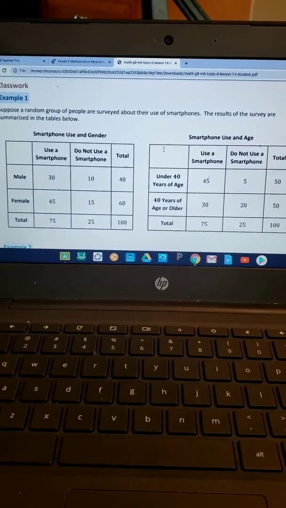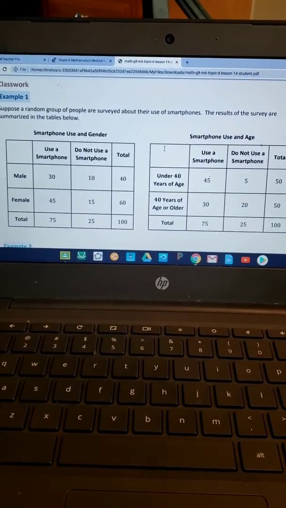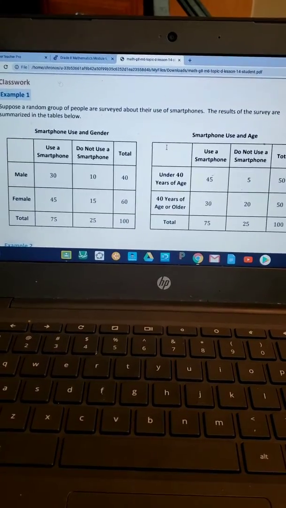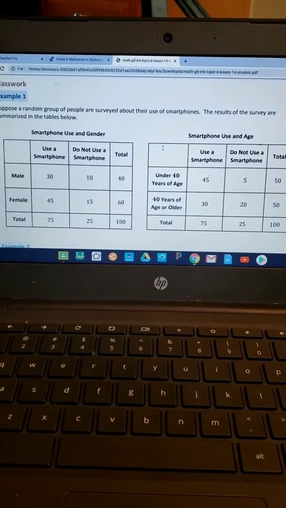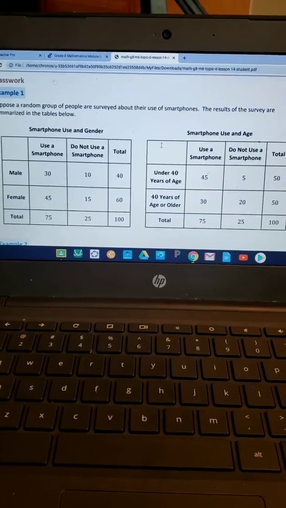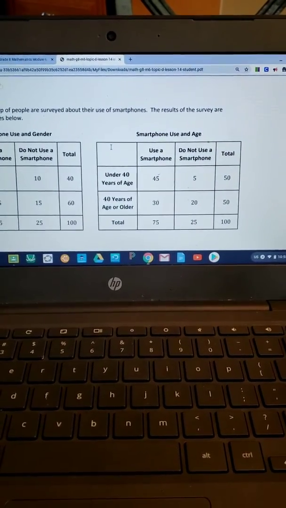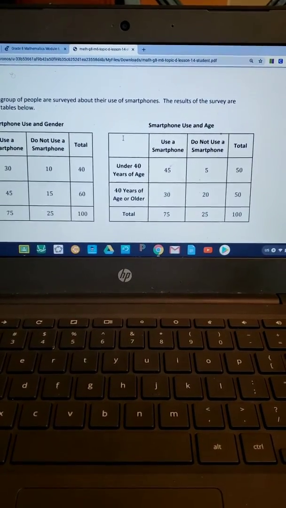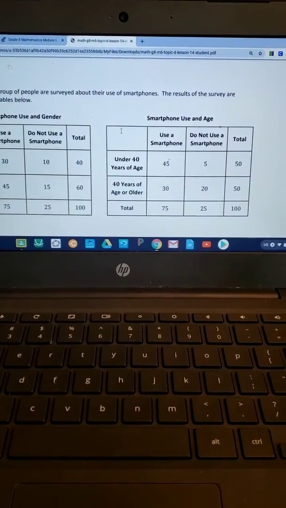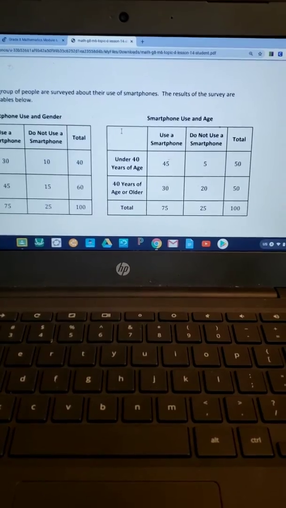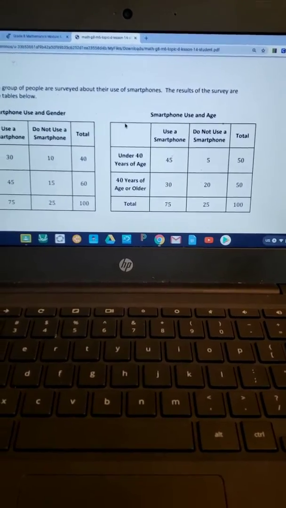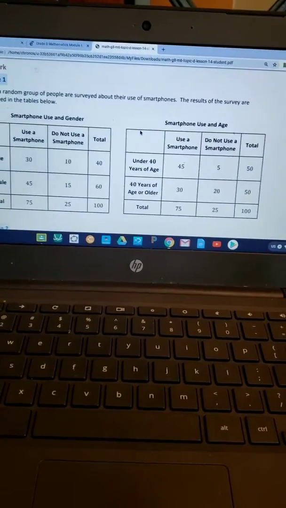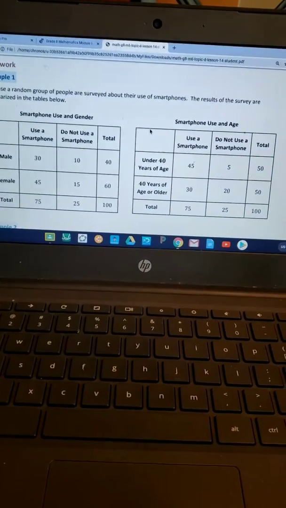On the left side, we're looking at smartphone usage by gender, so whether you have a smartphone and whether you're a boy or a girl. On the right, it says whether you have a smartphone, and the categories are by your age, if you're under 40 years old or over 40. Take a minute and look at that data. Make sure you understand what's going on there.